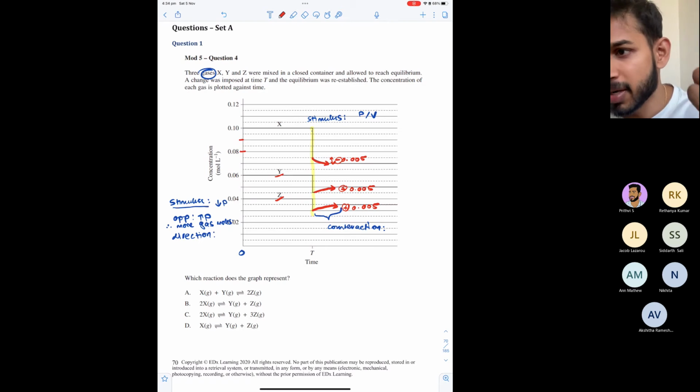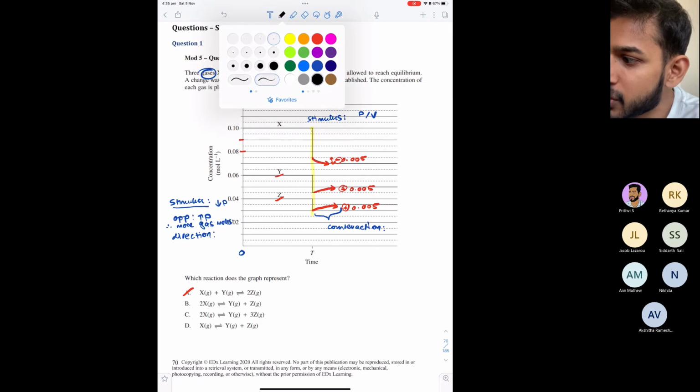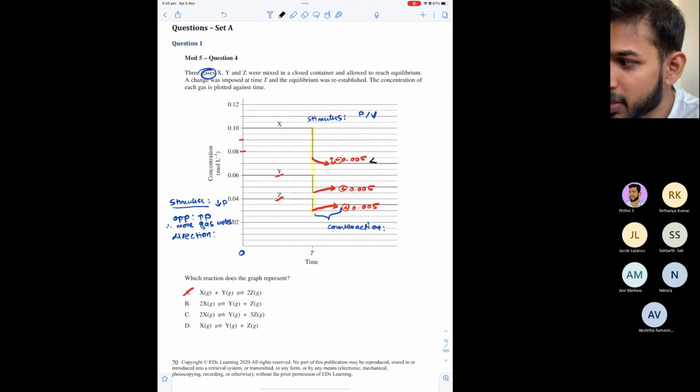So straight away you can go back down to these options and cancel out the options that don't have Y and Z on the same side. Which one of these options, Sid, does not have Y and Z on the same side of the graph? A. Good. Any others that don't have Y and Z? No, all of them have Y and Z on the same side. Very good. And the next thing is the ratio. What is the ratio of all of these gases? Now, this is the most important part of these concentration time graph questions to get a band 6. It's that the change corresponds to the stoichiometric ratio.